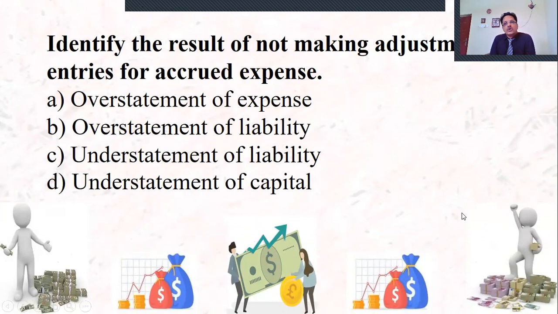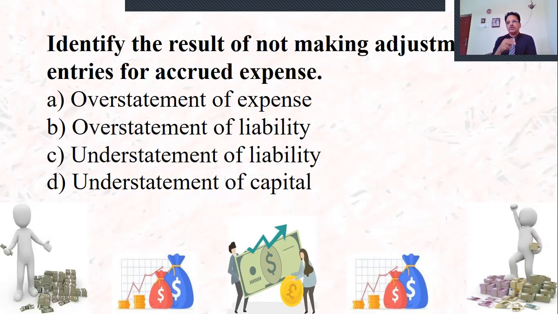Identify the result of not making an adjustment entry in accrued expense. We already discussed accrued expense. There is an adjusting entry: debit expense and credit expense payable. What is that? Debit expense and credit expense payable. So if this entry is not passed, two effects will be there. That you have to understand first.